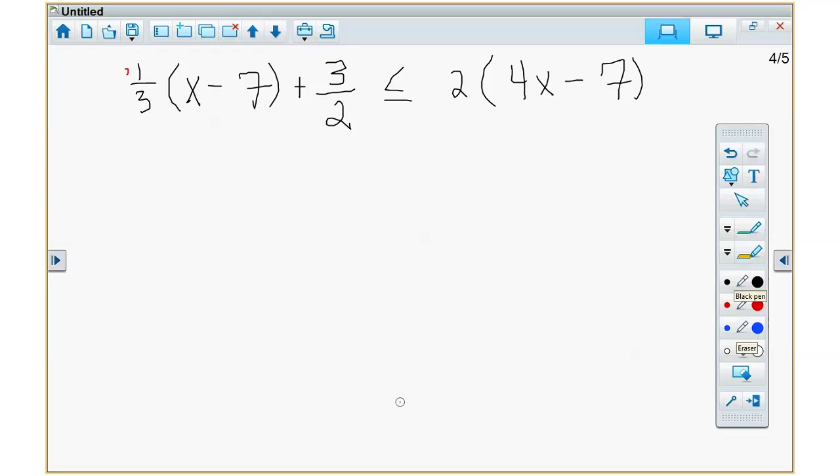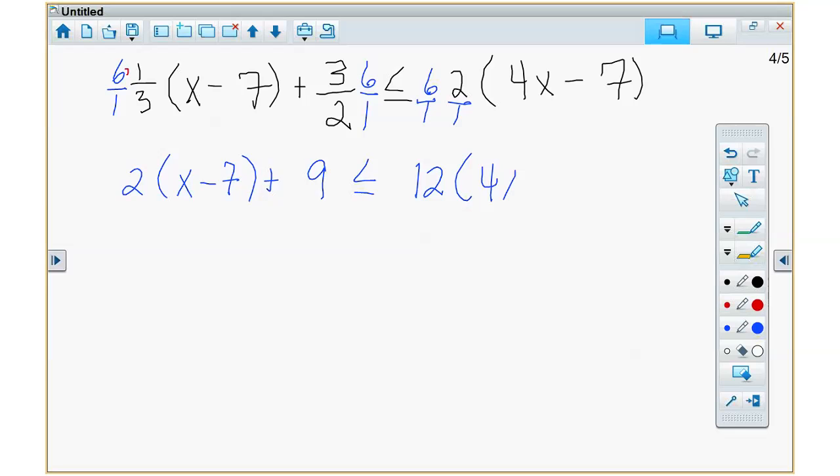Okay, we're going to multiply through by 6 over 1, and that 2 is over 1. So 6 divided by 3 is 2. That gives us x minus 7. We also have to multiply by this guy, because he's not in parentheses, so he's touchable. So 6 times 3/2 is 9. Less than or equal to 12 times (4x minus 7). Now, wouldn't you rather work with this than with this? So get rid of the fractions.